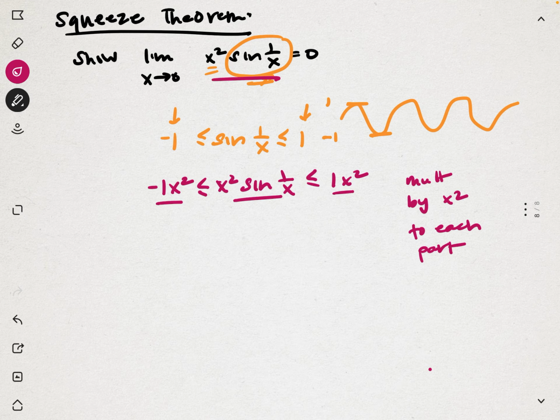Okay, so here's the cool thing. We're not going to change the inside here, but we're going to substitute. We're trying to find the limit as x goes to 0 of this whole thing. We're going to substitute in here. So -1 times 0 squared.